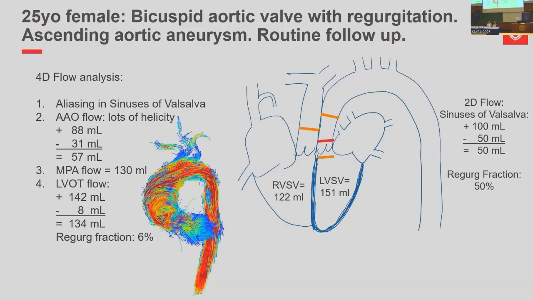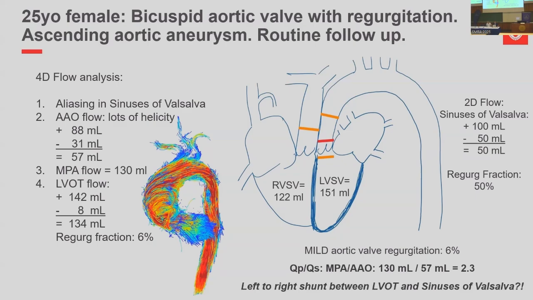To summarize our findings so far, there is mild aortic valve regurgitation when measured in the left ventricular outflow tract. The QP/QS is 2.3, indicating that there's 2.3 times more blood flowing through the pulmonary circulation compared to the systemic circulation. The left side loses about 50 milliliters of blood somewhere between the left ventricular outflow tract and the sinuses of Valsalva.